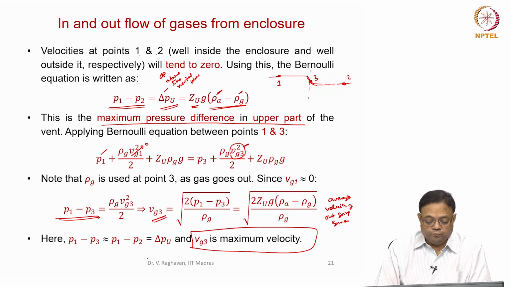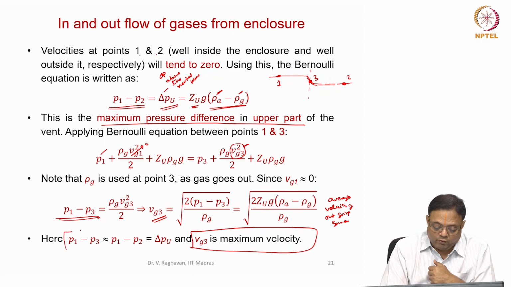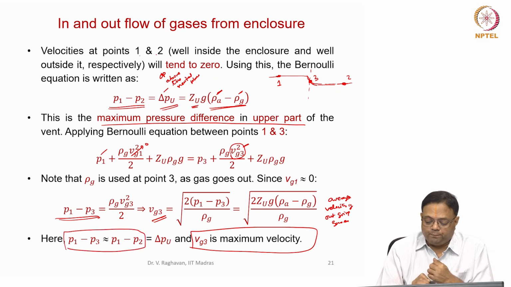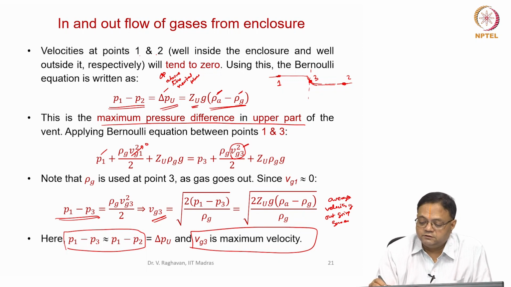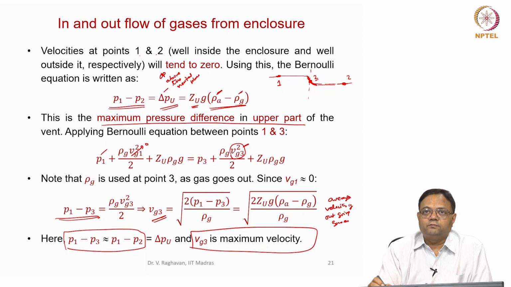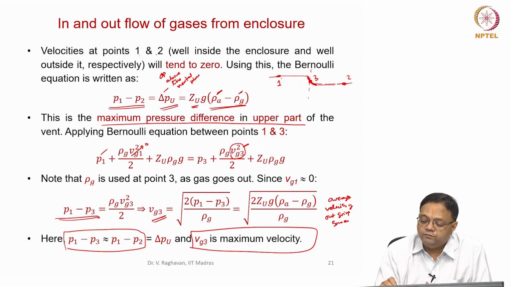So now we can also say that P1 minus P3 will be approximately equal to P1 minus P2. Again, this is the pressure drop, and any pressure drop actually causes the flow. Since we are trying to take some average value, we can say that this difference and this difference will be the same.